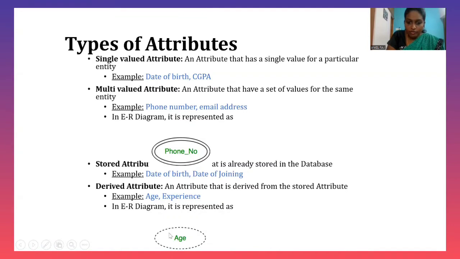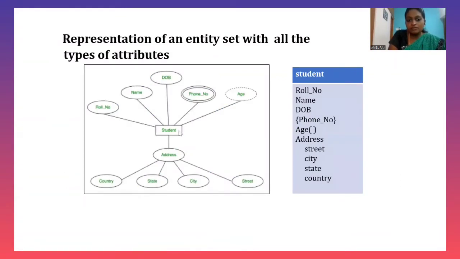Now, a derived attribute is represented with a dashed oval. Experience, as I told you earlier, could be calculated when you know the date of joining and date of resignation, or date of joining and the current date of working. And age could be derived from the date of birth, and so on. So this is how the entity relationship diagram begins. We have an entity, and we have different attributes for the entity. These are normal simple attributes. This is a multi-valued attribute.